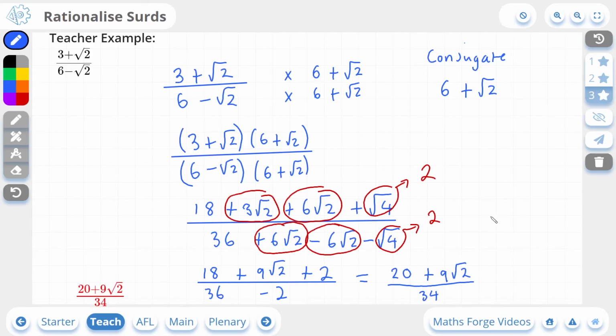And that's it for the lesson on rationalizing surds. Remember, for the 1 and 2 star questions, it's a simple case of multiplying the numerator and the denominator by the denominator in the question. But for 3 stars, you have to multiply by the conjugate, which is just the denominator, but with the opposite symbol. So if this was a 6 plus root 2, you'd be multiplying by 6 minus root 2, which is the conjugate.